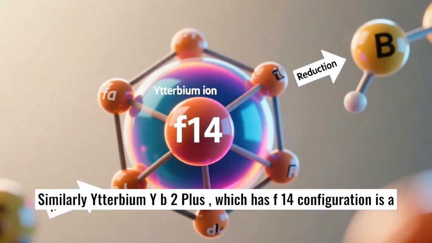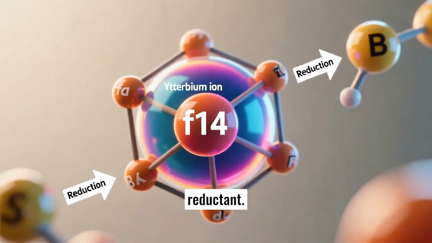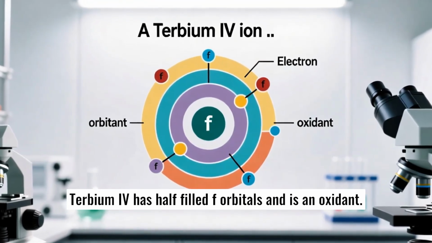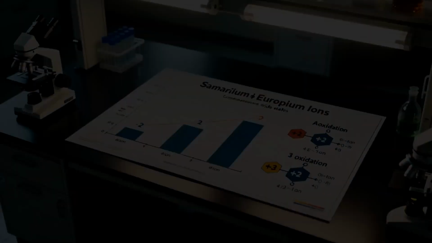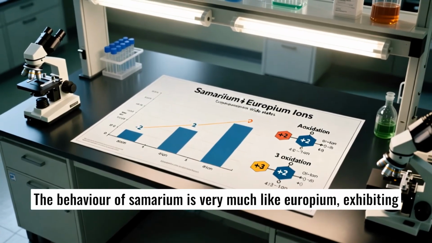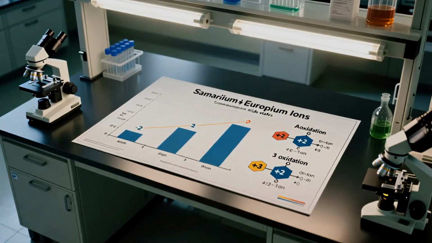Similarly, ytterbium Yb2+, which has f14 configuration, is a reductant. Terbium-4 has half-filled f orbitals and is an oxidant. The behavior of samarium is very much like europium, exhibiting both +2 and +3 oxidation states.